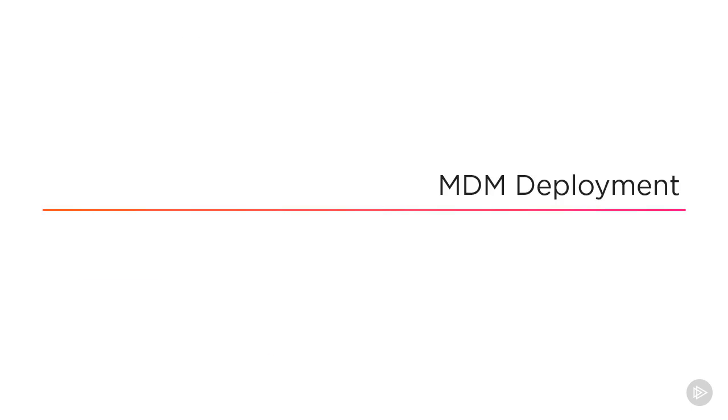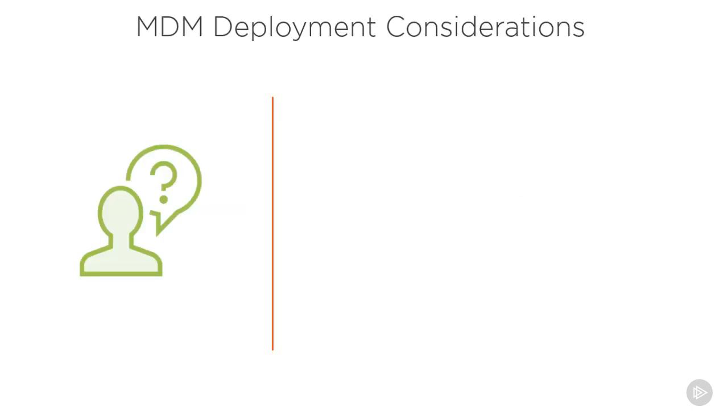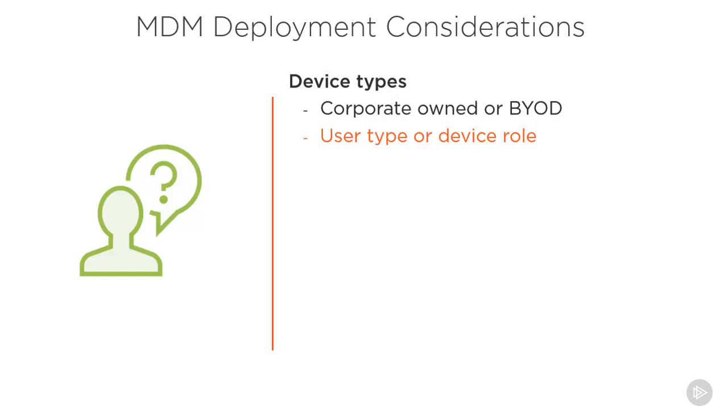Now, when looking at deploying MDM, there are a few deployment considerations. The first is the device type. Are we going to use corporate-owned devices, or are we going to allow the users to bring in their own device, BYOD? And also, what's the user type or the device role? Is the device a kiosk machine? Is the user an executive, or are they an information worker?